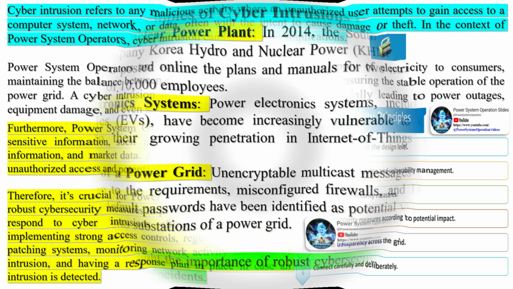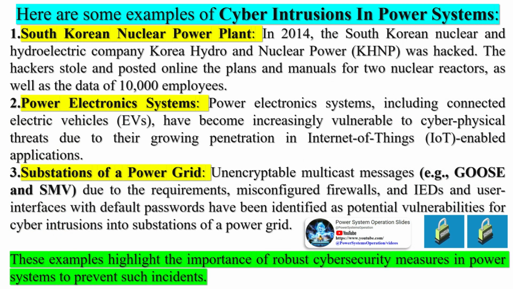Here are some examples of cyber intrusions in power systems. South Korean nuclear power plant. In 2014, the South Korean nuclear and hydroelectric company, Korea Hydro and Nuclear Power, KHNP, was hacked. The hackers stole and posted online the plans and manuals for 2 nuclear reactors, as well as the data of 10,000 employees.